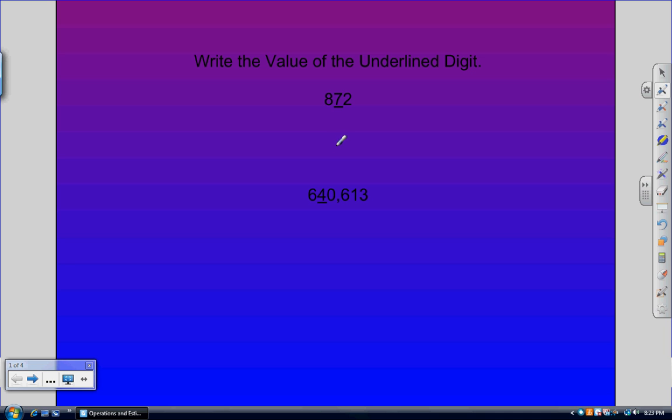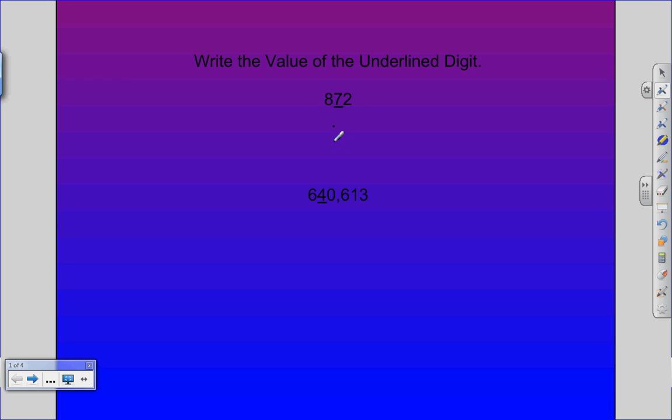So here we go. Your first question is write the value of the underlined digit. So this first example, you're going to think to yourself, the 7 is underlined. Is it worth 7? Is it worth 70? Or is it worth 700? It's in the second place value over, so it is worth 70. Make sure on your quiz that you do not answer 10. It is not worth 10. The place value is 10, but it's actually worth 70 because that digit is a 7 and it's in the tens place. So your correct answer is going to be 70.